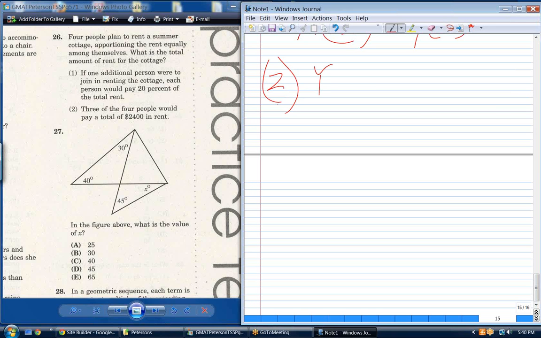It's amazing how many in this exercise, in this Peterson's, where 2 is the simpler one to analyze. Almost everyone we've come across has been like that. I'm always writing 2 ahead of 1. If one additional person were to join in renting the cottage, each person would pay 20% of the total rent.